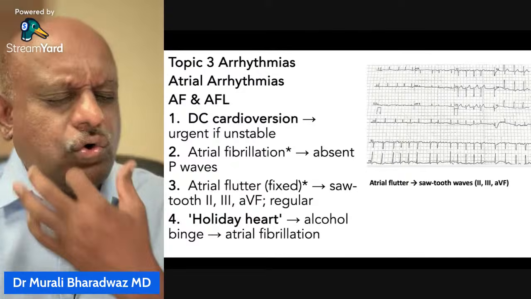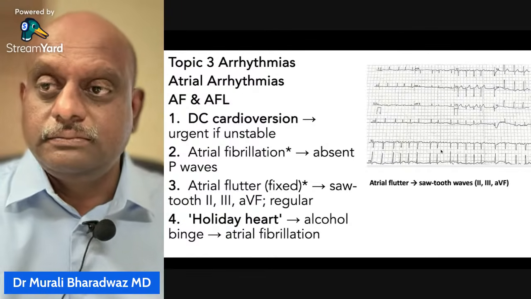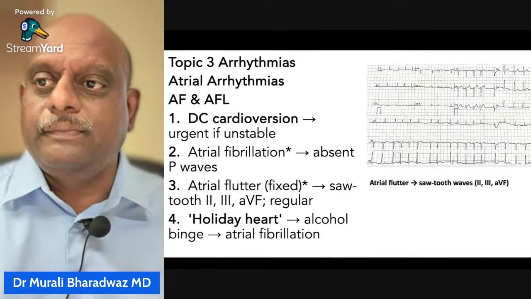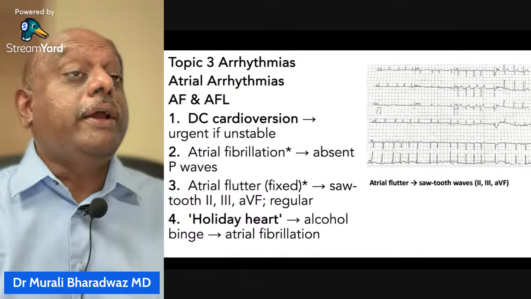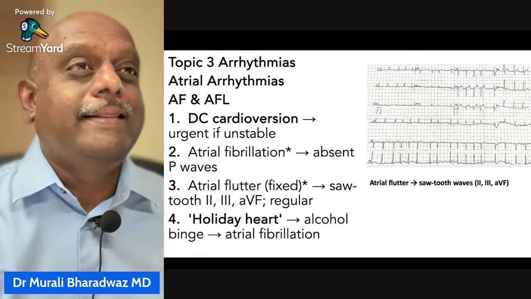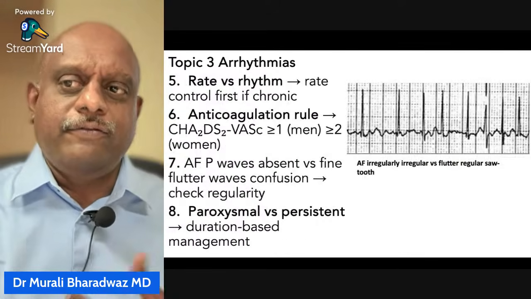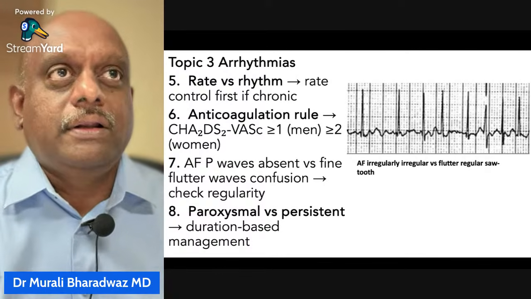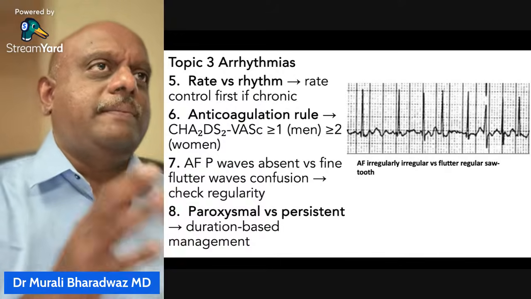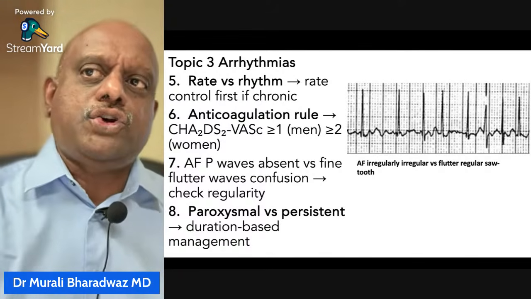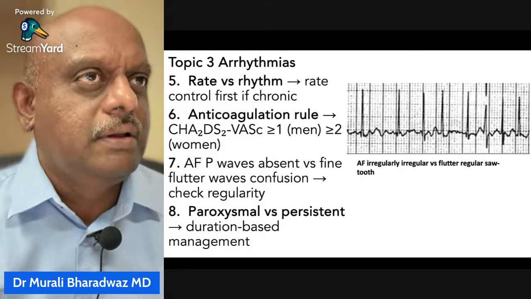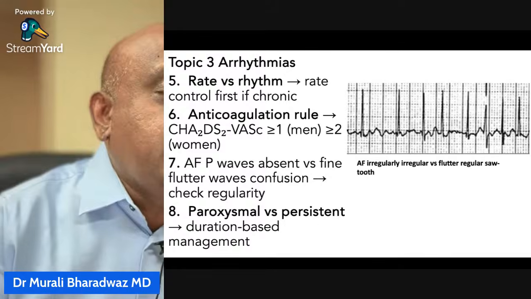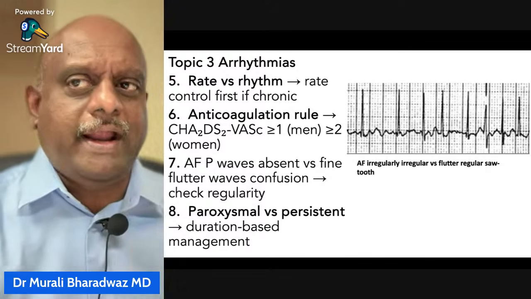Atrial fibrillation is also called holiday heart syndrome, because those who regularly consume alcohol are vulnerable to develop atrial fibrillation, is what we need to remember. Now, doctor, rate versus rhythm. Whenever there is any atrial arrhythmia, the first choice is to control the rate and then the rhythm. Now, what percentage of the people will develop an embolic stroke because of atrial fibrillation?